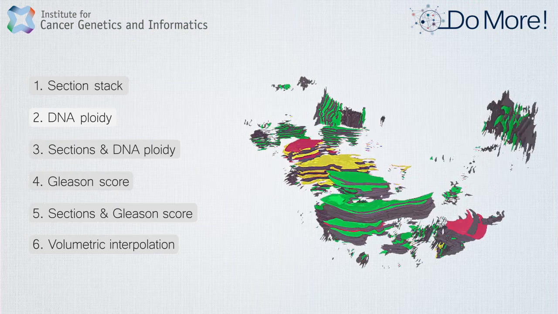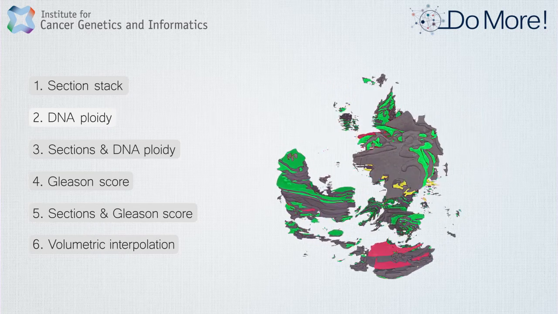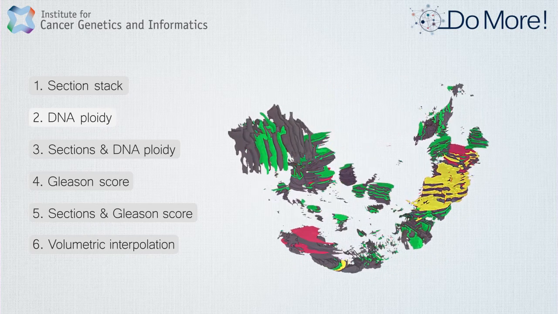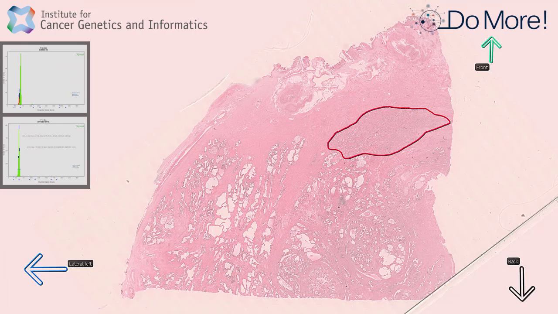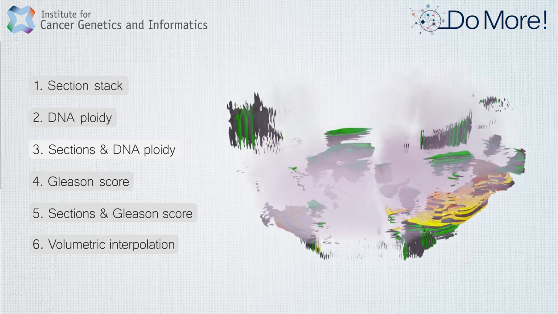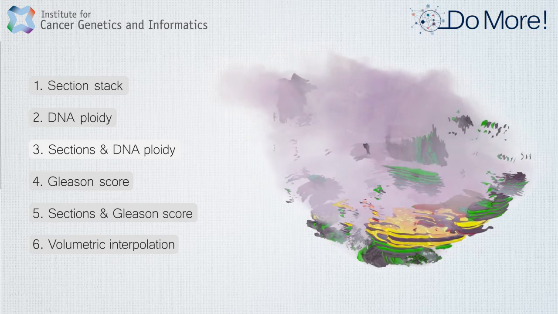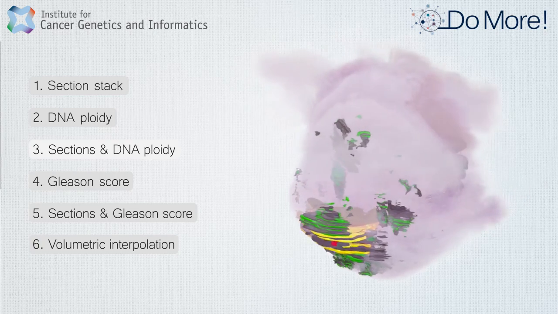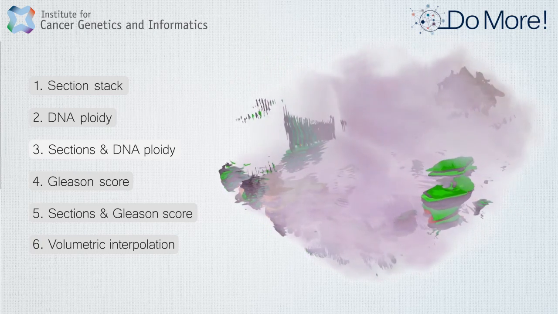The DNA ploidy sequence shows variations in DNA ploidy between different regions of tumor. Select a tumor marking to see the underlying section image and associated histograms. Sections and DNA ploidy sequence combines the previous 2 sequences to enhance spatial context.